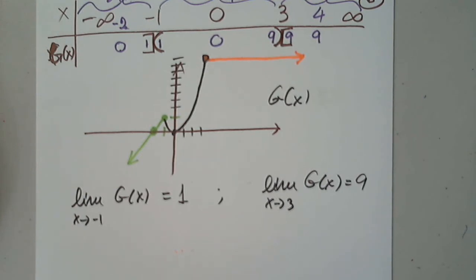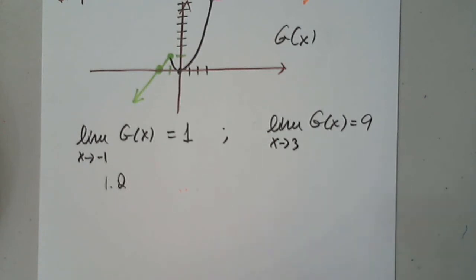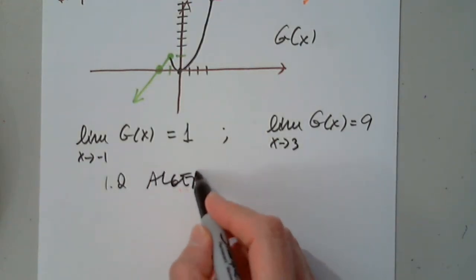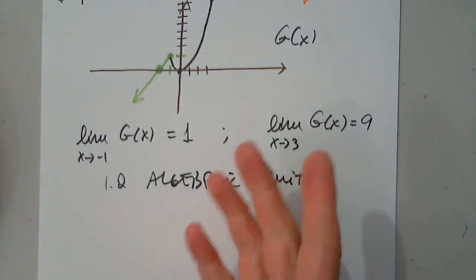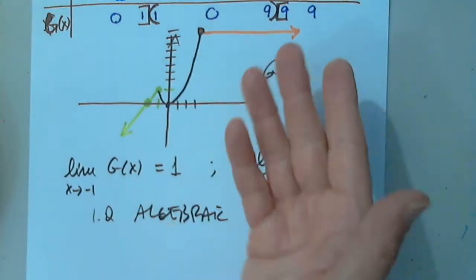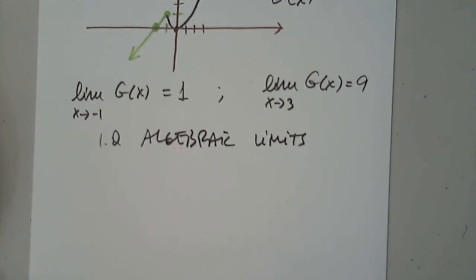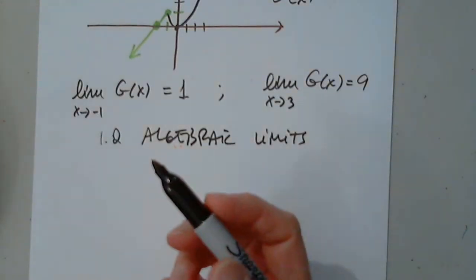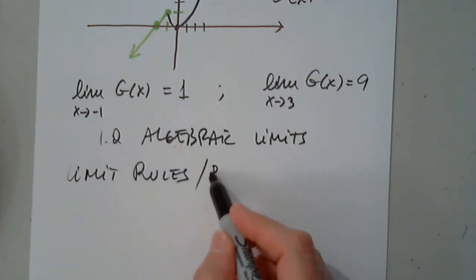Moving on, 1.2. In 1.2, we're going to look at algebraic limits. What did we do here? We looked at graphs. We created the table, and we determined the limits. This time, we're not going to graph the function. We're just going to algebraically determine the limit. So there are a certain number of limit rules or properties.